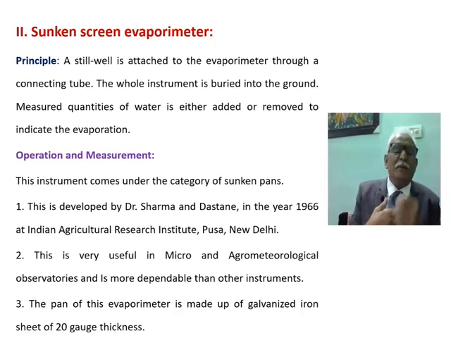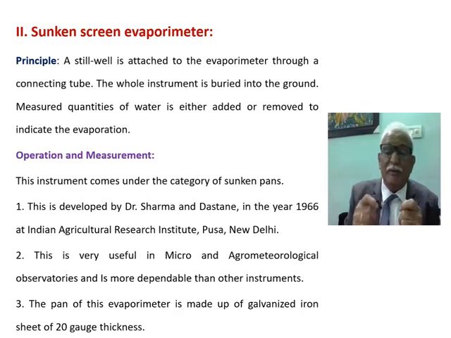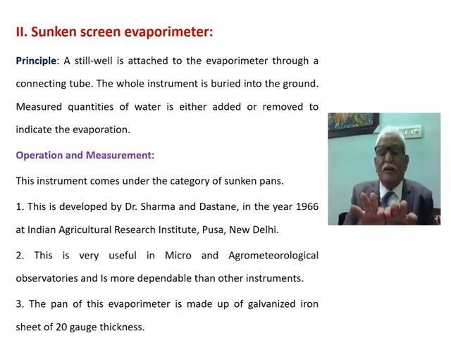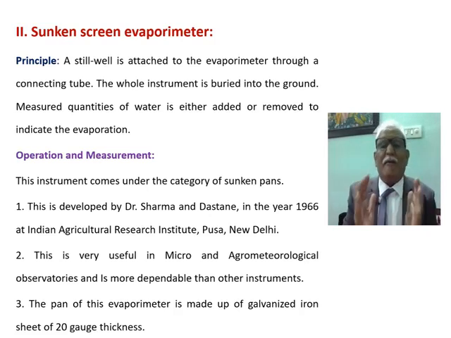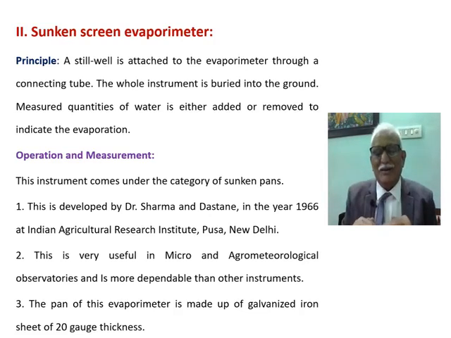Now, the simple principle is the same as that of the USWB open pan evaporimeter. However, here the stilling well is different. It's not in the water. The stilling well is outside, connected through a tube. The stilling well is attached to the evaporimeter through a connecting tube. The whole instrument is buried into the ground.